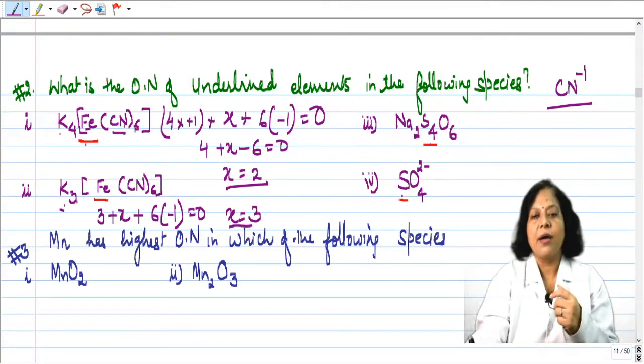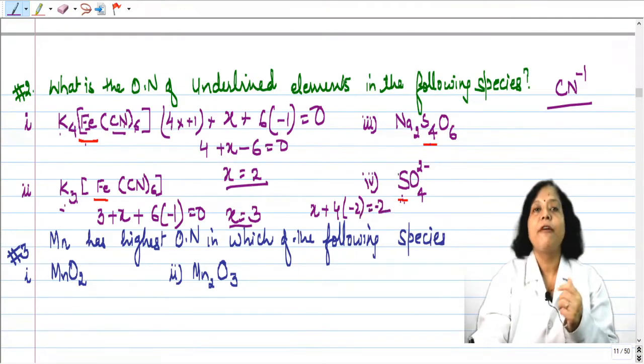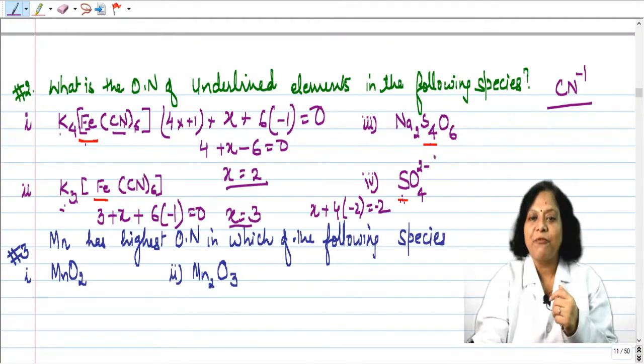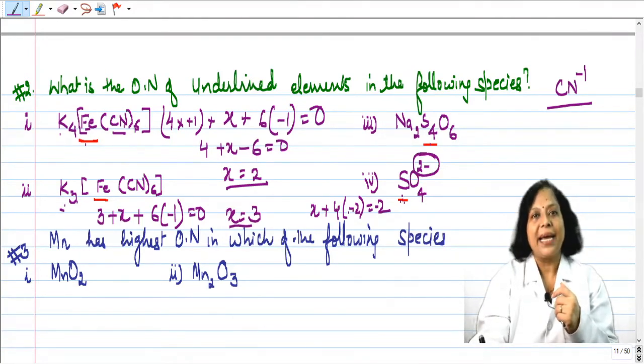Now we talk about sulfate. If we talk about sulfate, it is X + 4 into -2 = -2. Now from where does this -2 come from? Because of this charge, right? So this is how much? -8. -8 will go this side, so you will get X = +6.